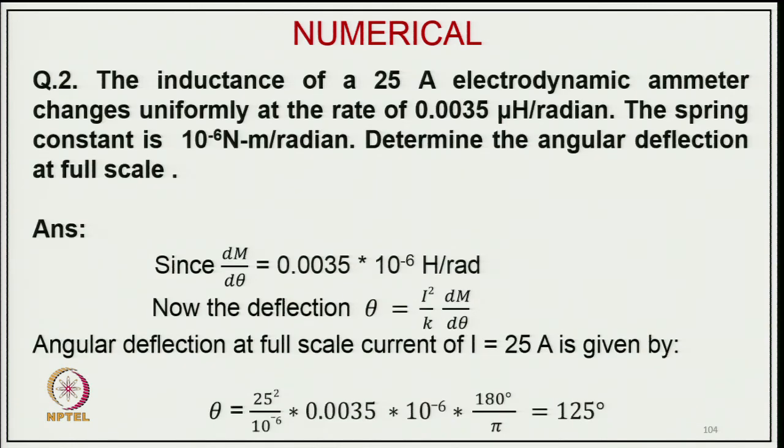Now, coming to example 2. The inductance of a 25 ampere electrodynamic ammeter changes uniformly at the rate of 0.0035 microhenry per radian. The spring constant is 10 to the power minus 6 newton meter per radian. Determine the angular deflection at full scale. Since dM upon d theta equals 0.0035 into 10 to the power minus 6 henry per radian, the deflection theta equals I squared upon k into dM upon d theta. For full scale, I equals 25 ampere. So theta equals 25 squared upon 10 to the power minus 6 into 0.0035 into 10 to the power minus 6 into 180 divided by pi, that is 125 degree.